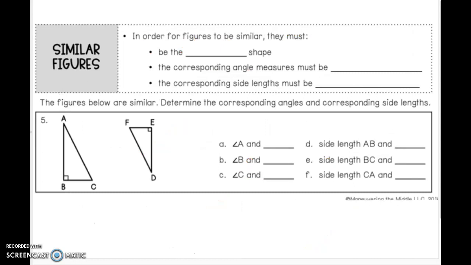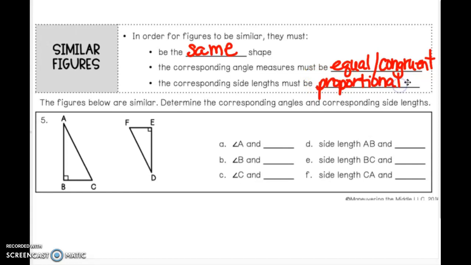Now, this is different than similar figures. In order for figures to be similar, they must be the same shape, and the corresponding angles must be equal, or that wonderful word, congruent, which means exactly the same. And the corresponding side lengths must be proportional, meaning all the side lengths had to either be made bigger by the same number or smaller by the same number. So let's look at number 5.